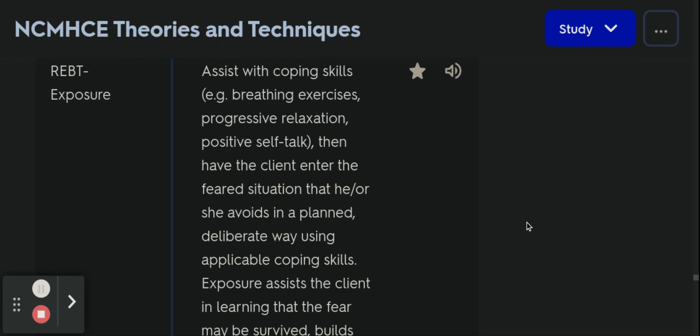REBT: exposure. Assist with coping skills, for example, breathing exercises, progressive relaxation, and positive self-talk. Then have the client enter the feared situation.